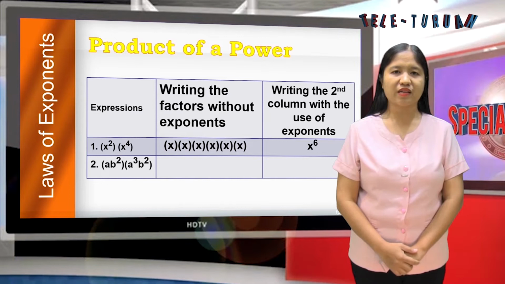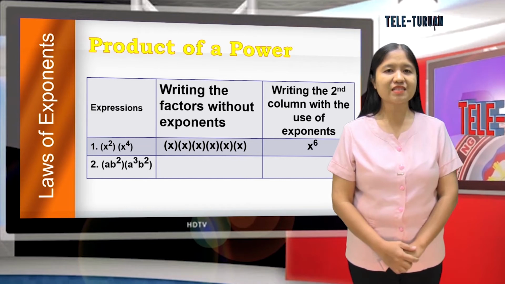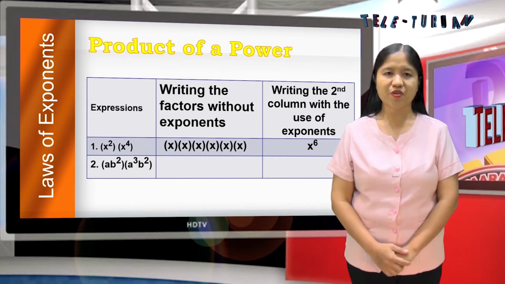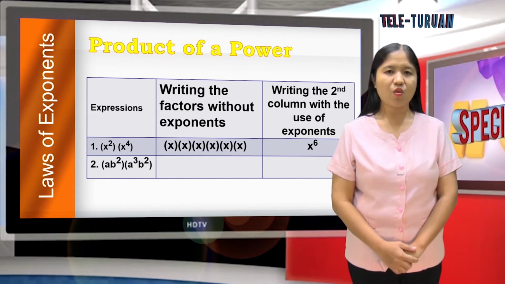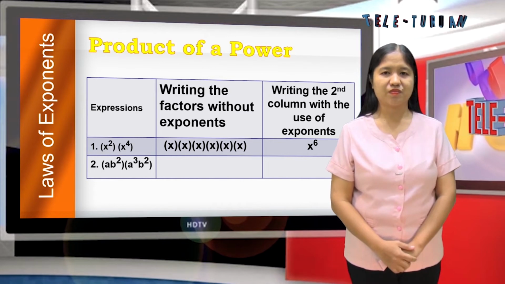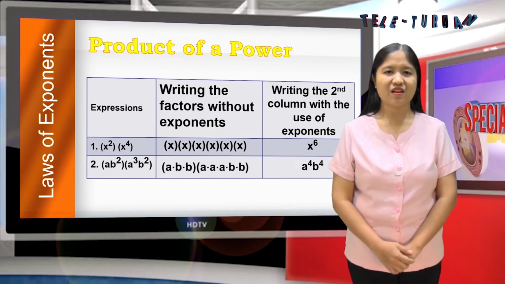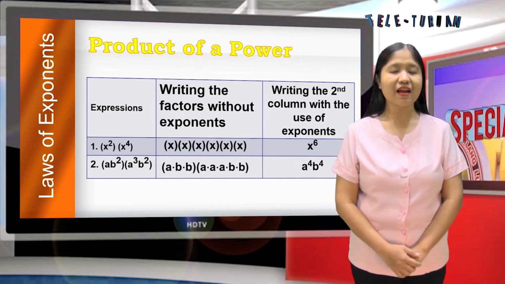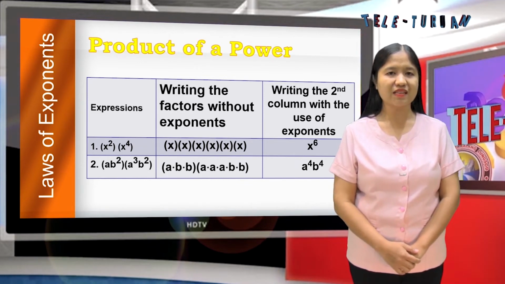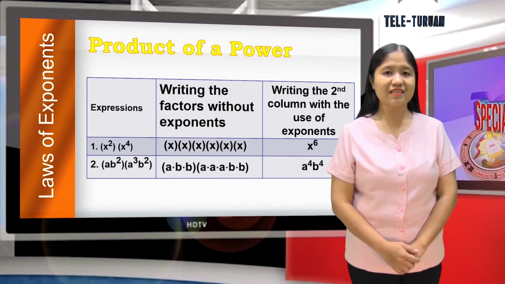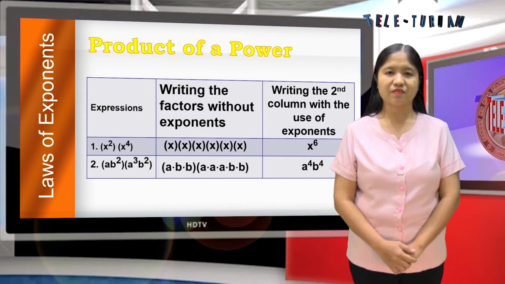One of the law of exponents is product of a power. Let us study the first example in the given table. Observe the relation between the exponents in column 1 and 3. What will be the answer in number 2? For the second and the third column. That is correct. For the second column, we have A times B times B times A times A times A times B times B. And it is A raised to the fourth power and B raised to the fourth power.